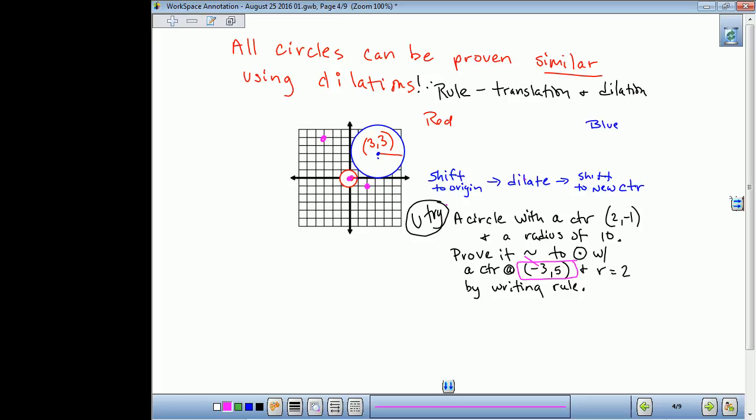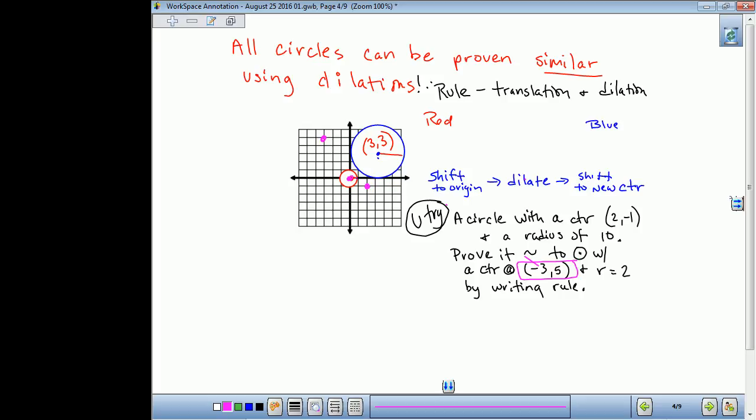So, we proved circles were similar with their ratios. Now let's prove circles are similar by writing a composition of transformations. And let's think about which transformations we need here. If I were to rotate a circle, would it appear to be different? No. So will a rotation really help us?